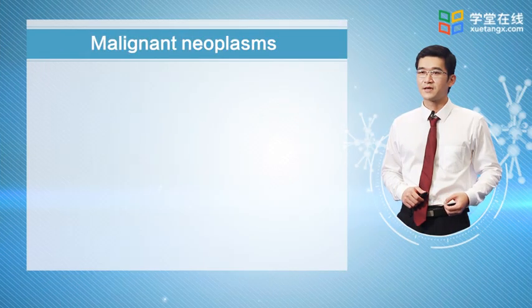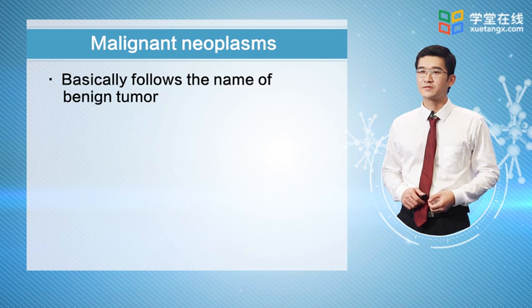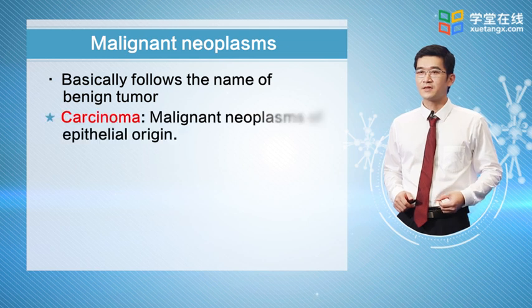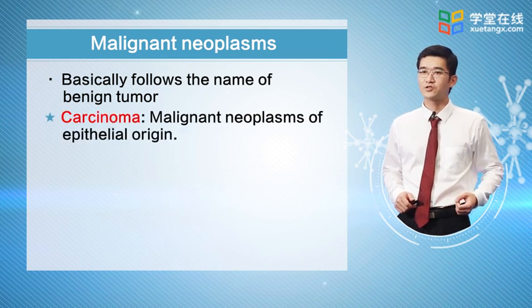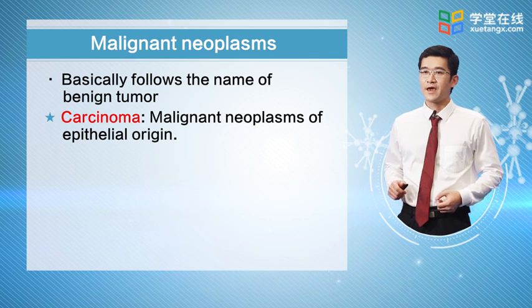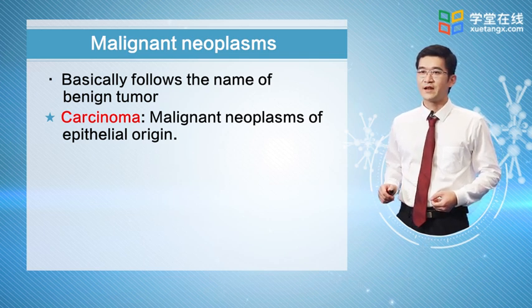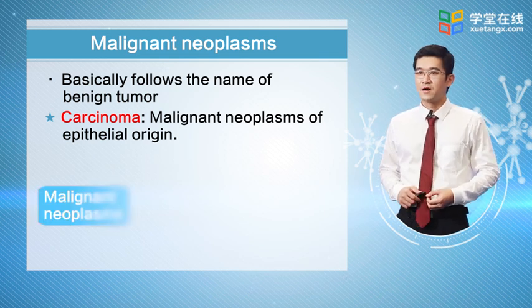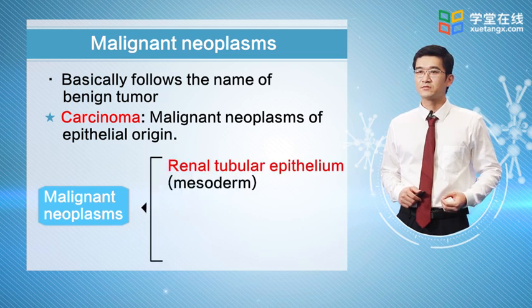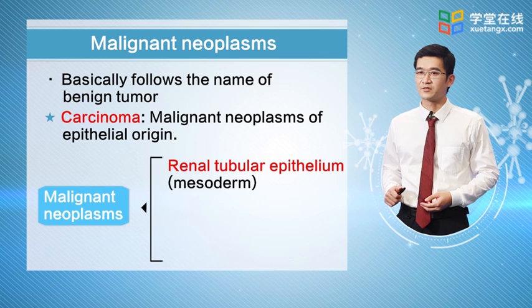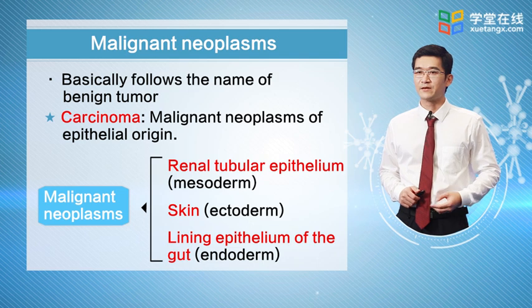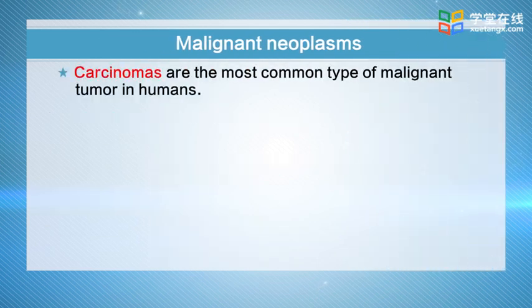The naming of malignant tumors essentially follows that of benign ones, with certain additions and exceptions. A malignant tumor of any epithelial origin is called a carcinoma. It must be remembered that the epithelia of the body are derived from all three germ cell layers. A malignant tumor arising in the renal tubular epithelium is a carcinoma, as are the malignancies developed in the skin and lining epithelium of the gut. Carcinomas are the most common type of malignant tumor in humans.